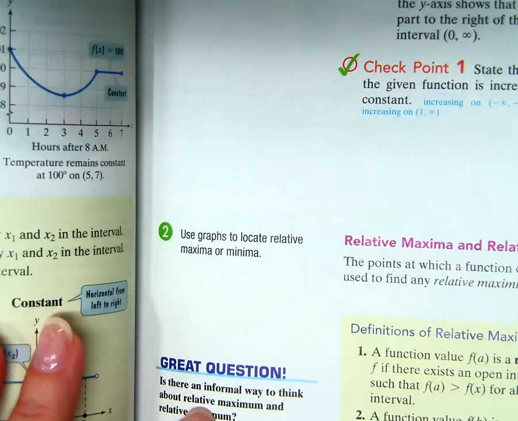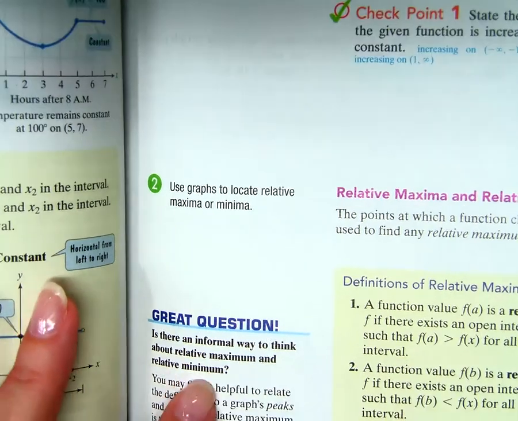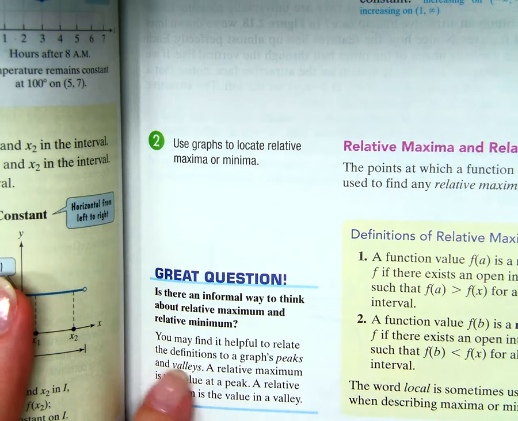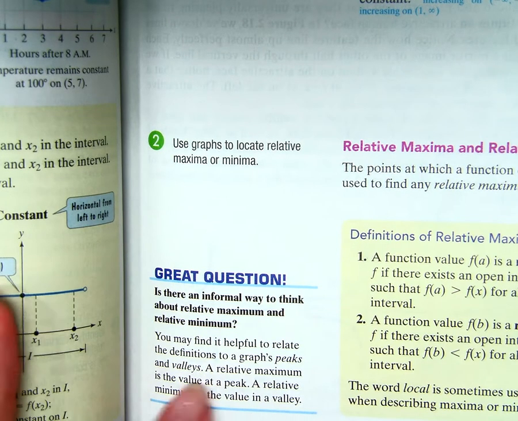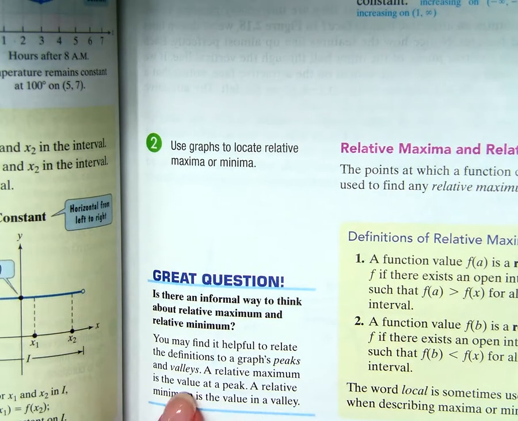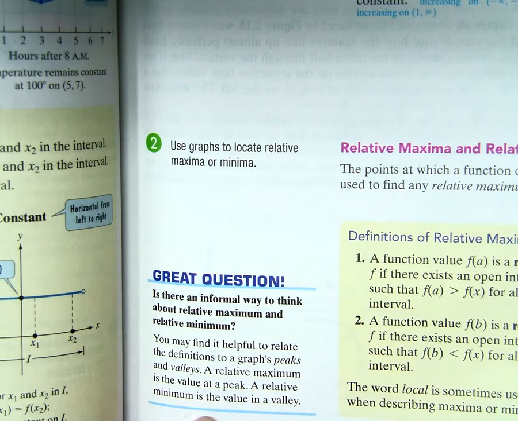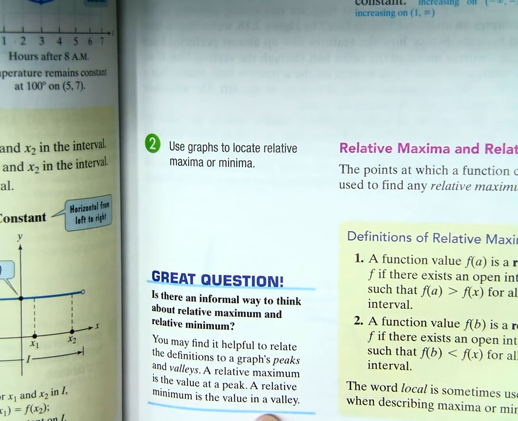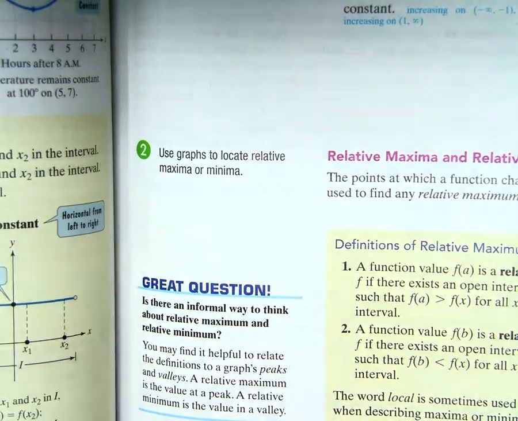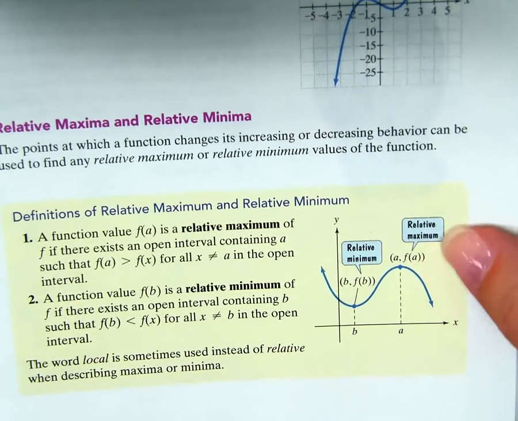Is there an informal way to think about relative maximum and relative minimum? You may find it helpful to relate the definitions to the graph's peaks and valleys. A relative maximum is the value at its peak. A relative minimum is the value in a valley. I just thought that was interesting. Okay. If you're having trouble thinking of this in math terms, think of it in geography terms, I guess.